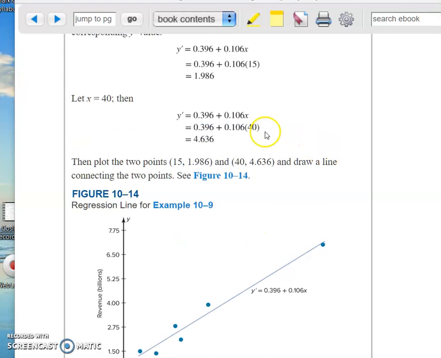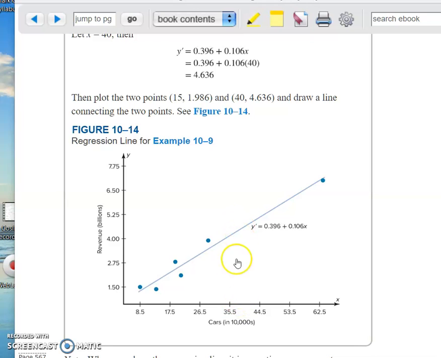Okay, and for sure, x equals 40, y prime equals 4.636. That's not plotted here, okay? So I'm not sure what he's doing here. Maybe what he's saying is, well, I'm not going to actually draw those 2 points on here because then you get them confused with the data points.